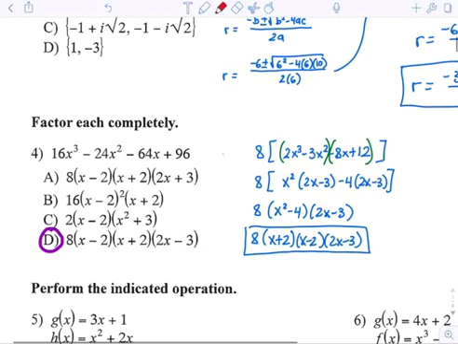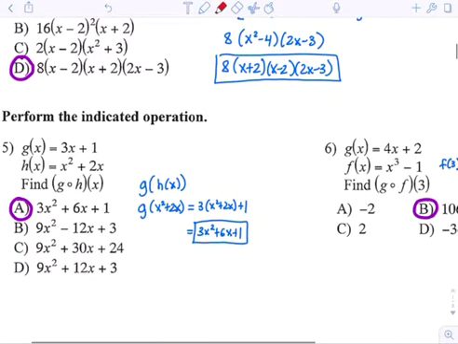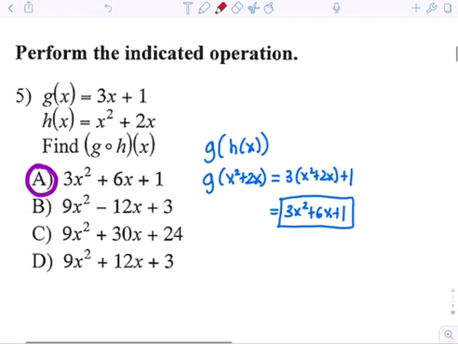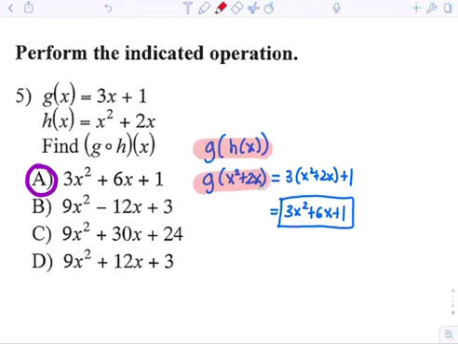Alright, so there is that one. Now we're going to move on to number 5. Okay, number 5. This is function composition. So recall g of h of x really looks like that. So when I look at that, we already know h of x, which is that. So I'm going to substitute this in for right there. So when I substitute h of x into here, I'm going to get g of x squared plus 2x. See, x squared plus 2x is really our h of x, right? So I just substitute that function into there.